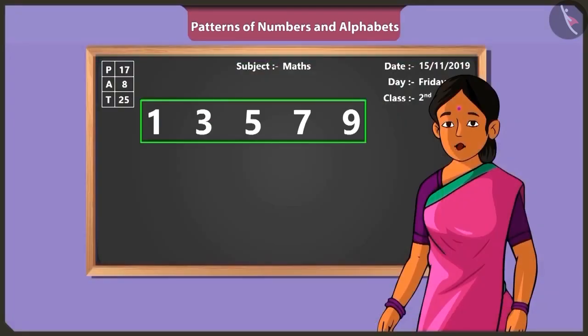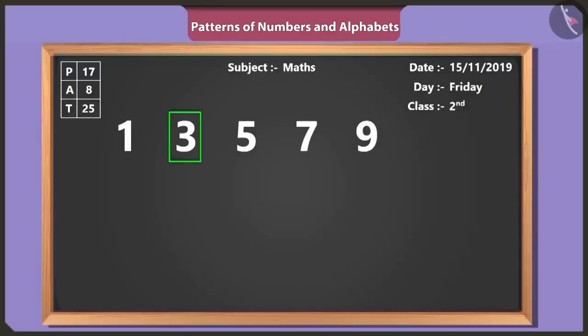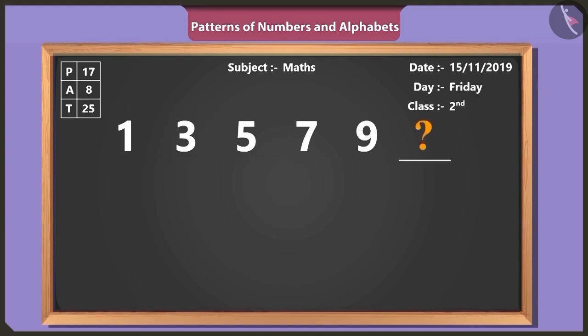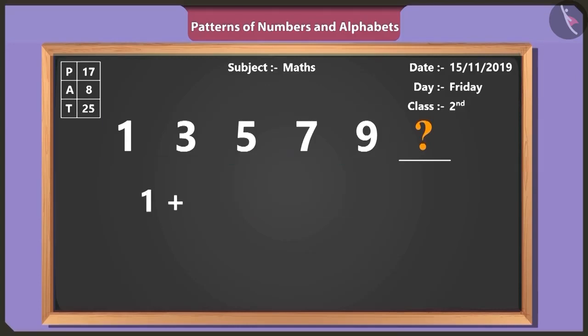Winnie, can you see a pattern in these numbers? 1, 3, 5, 7, 9. These numbers are written in ascending order. So tell me, which number comes after 9? 10 comes after 9. No, Winnie. Look carefully. These numbers are written in a pattern.